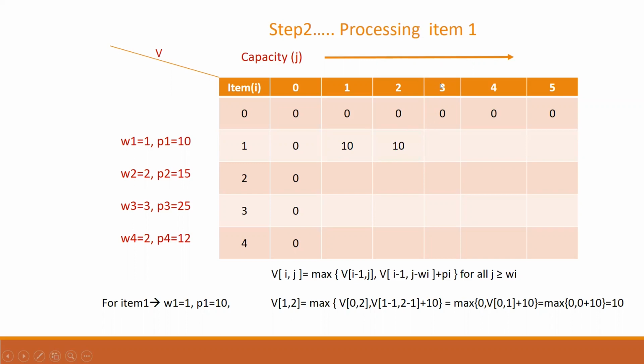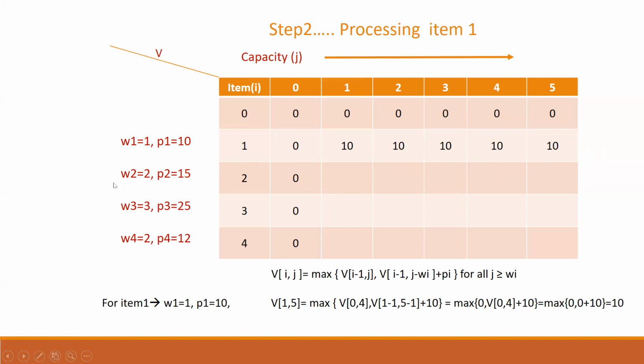Similarly, with knapsack capacity 3, we can hold item 1, so the profit becomes 10. That is filled, and you can also achieve it using this formula. Similarly, knapsack capacities of 4 kg and 5 kg can hold item 1, so the profit becomes 10 only. Now we have fully processed item 1.